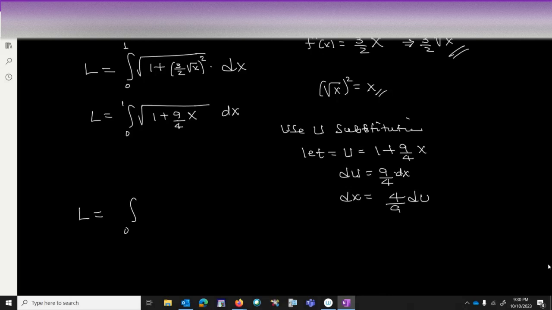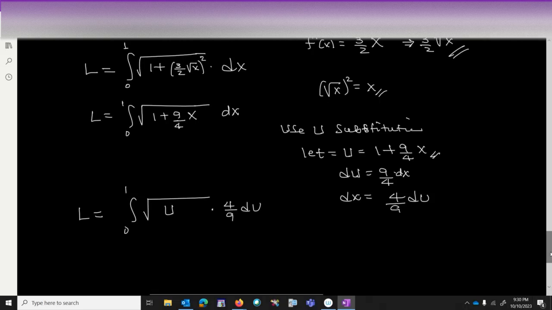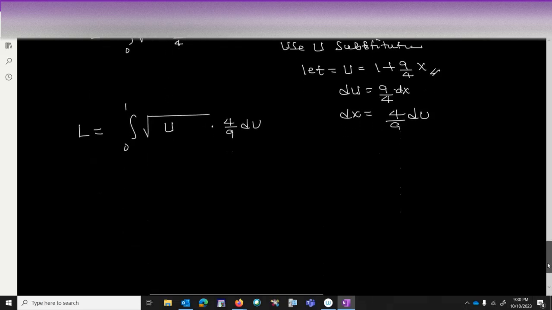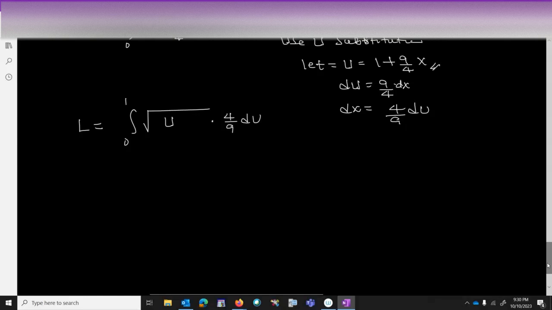Now let's go back and insert all the necessary ingredients. That's going to be from 0 to 1, the square root of u, because my u is 1 plus 9 over 4 x, the one inside this, times du, which is now 4 over 9 du. So everything is written now in terms of u. I am now in the u world.